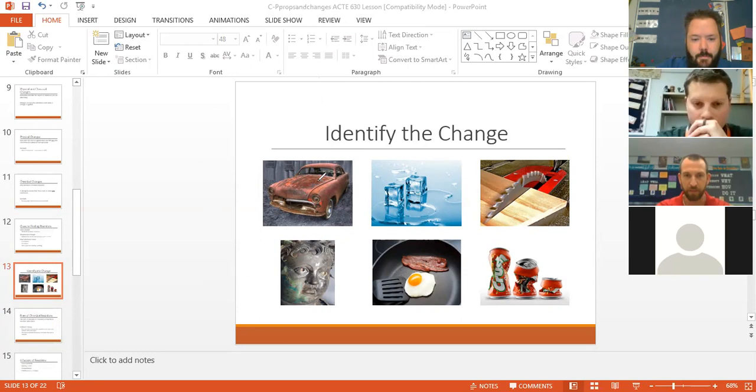I believe it is a chemical change. That's correct. Okay. Ice cubes melting. So you, Mr. Telesco, if you have ice cubes melting, it's still water. So what do you think there? Physical. Okay. Correct. Mr. Maston, I have a saw cutting through some wood there.